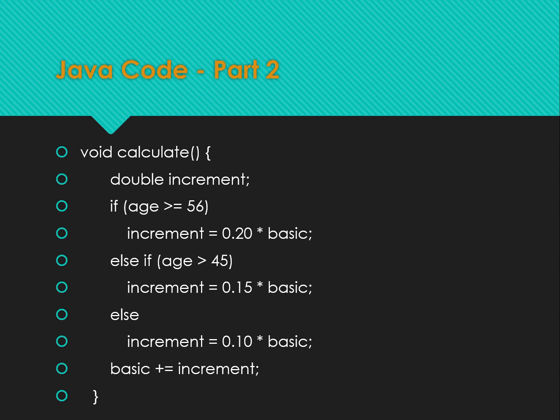In this part of the code, we define the calculate method. This method will apply the business logic for increment. We start by declaring a local variable increment to store the calculated amount. Then, using an if-else structure, we check the employee's age. If the age is 56 or above, we calculate 20% of the basic salary. If the age is above 45 but less than 56, we calculate 15%. Otherwise, we calculate 10%. Finally, we add this increment to the original basic salary, updating it accordingly. This ensures each employee gets the correct raise based on their age group.